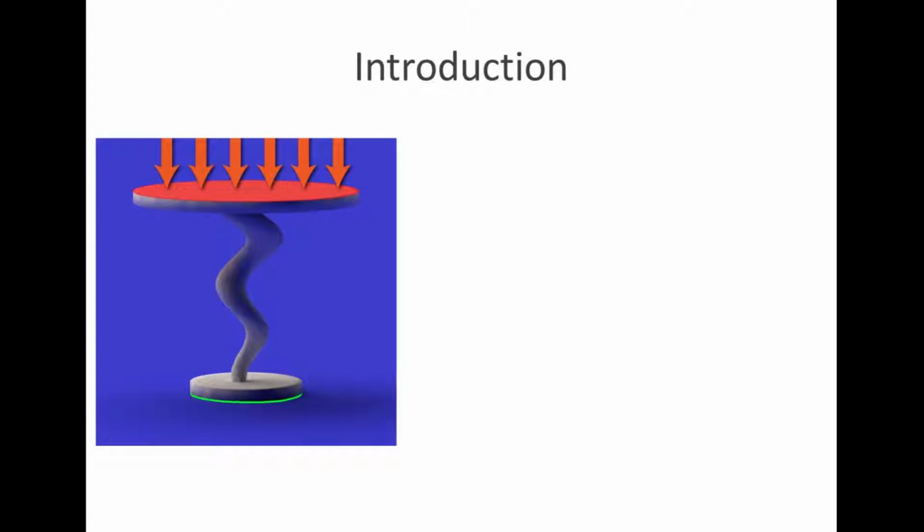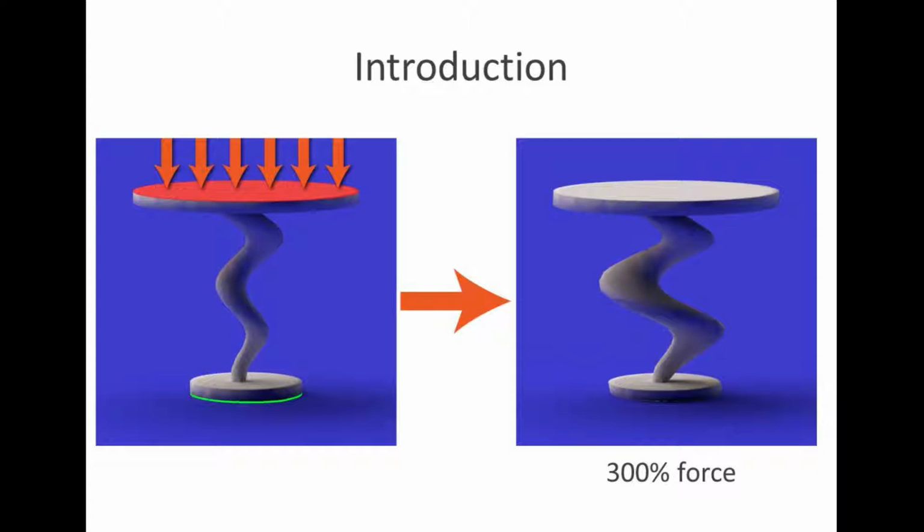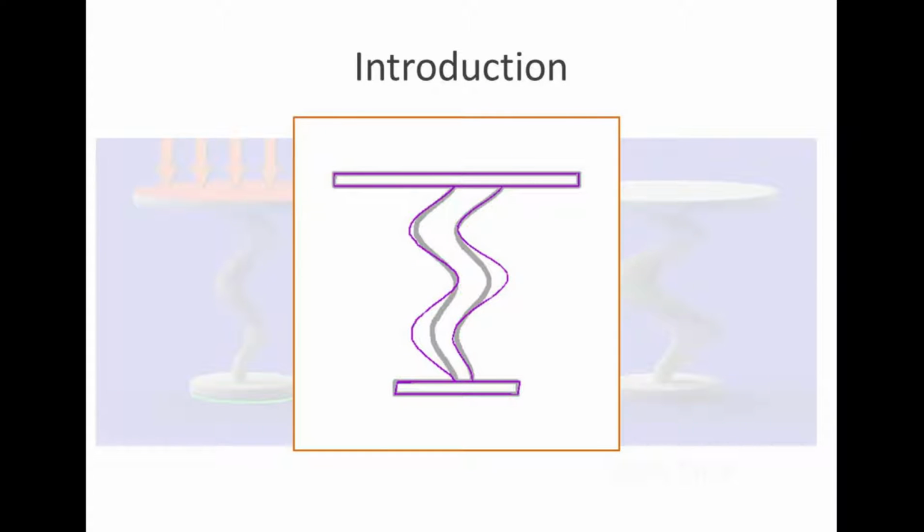Here is another example where the input shape is a table and the external force is applied uniformly from the top. Our optimized shape, shown on the right, can again withstand 3 times as much force. Here is the silhouette image that shows the difference between the input and the optimized shape.